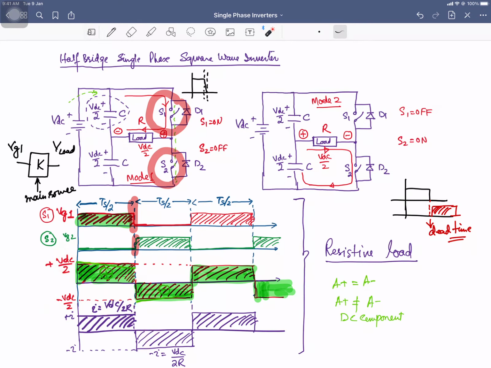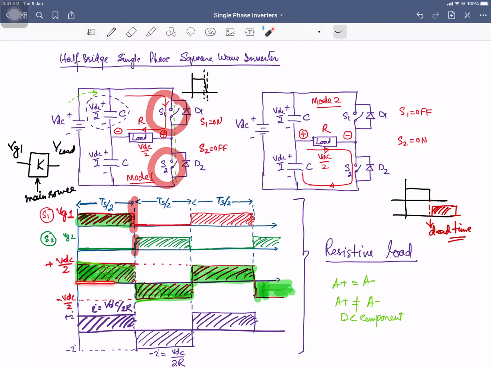So if you are going to switch on this switch S1 and S2 for equal intervals of time, then the area covered in the positive cycle and in the negative cycle will be the same. So there will be no DC component. The DC component will be 0 if you have the equal positive and the negative area in the voltage waveform.